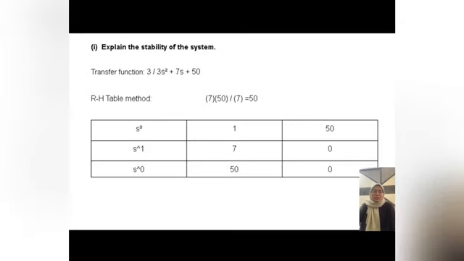For the I, the stability is explained using the RH table. The Routh-Hurwitz stability criterion has one necessary condition and one sufficient condition for stability. If any control system doesn't satisfy the necessary condition, then we can say that the control system is unstable. But if the control system satisfies the necessary condition, then it may or may not be stable. So the sufficient condition is helpful for knowing whether the control system is stable or not.